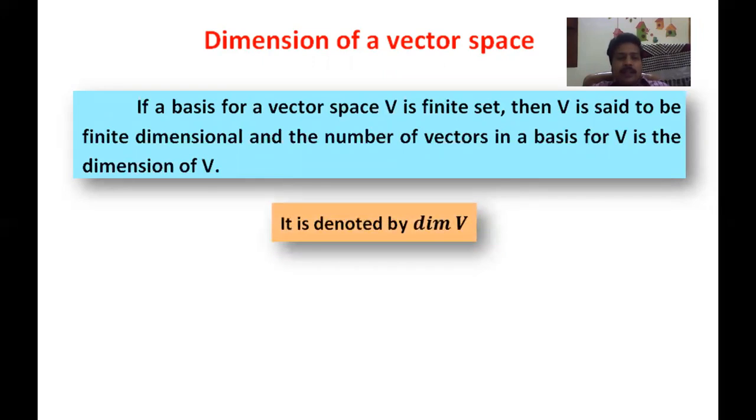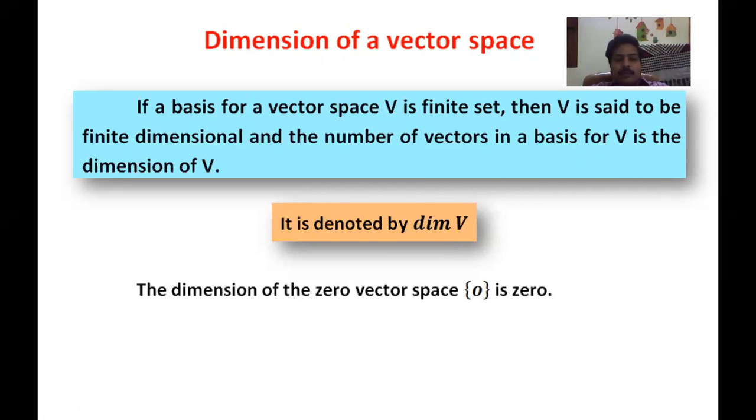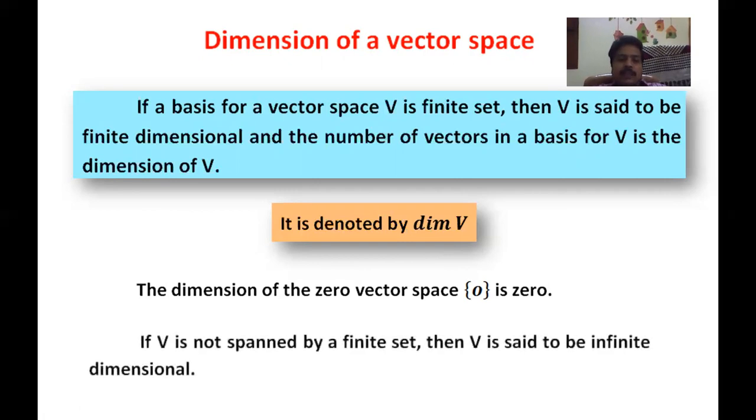And we denote it by dim V. This is the symbol for that. So this shows the number of vectors in the basis of vector space V. So dim V denotes the number of vectors of a basis for the vector space V. We take the dimension of the null space or zero vector space as 0. And if V is not spanned by a finite set, then V is said to be infinite dimensional.